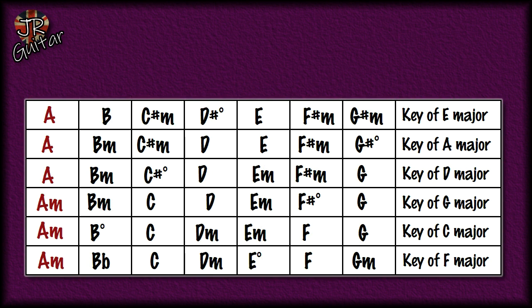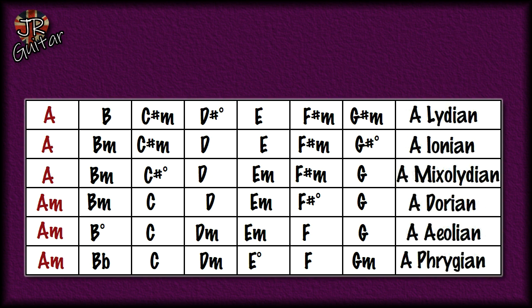And when you do this, when you take a key and focus on a chord other than the tonic chord, like the chord of E in the key of E or the chord of G in the key of G and so on, you get a bunch of modes, and here they are listed here. You can see that the key of E major, when you focus on the A chord, becomes the A Lydian mode. The key of A major, when you focus on the A chord, is the A Ionian mode. The key of D major, when you focus on the A chord, is the A Mixolydian mode.